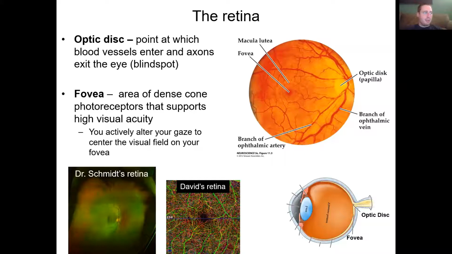And Dr. Schmidt put a picture of her retina on the slide, so I figured I'd throw a picture of my retina. This isn't through a visual ophthalmoscope. It's actually a picture of all my blood vessels in the retina, but you can decide who has the prettier retina.